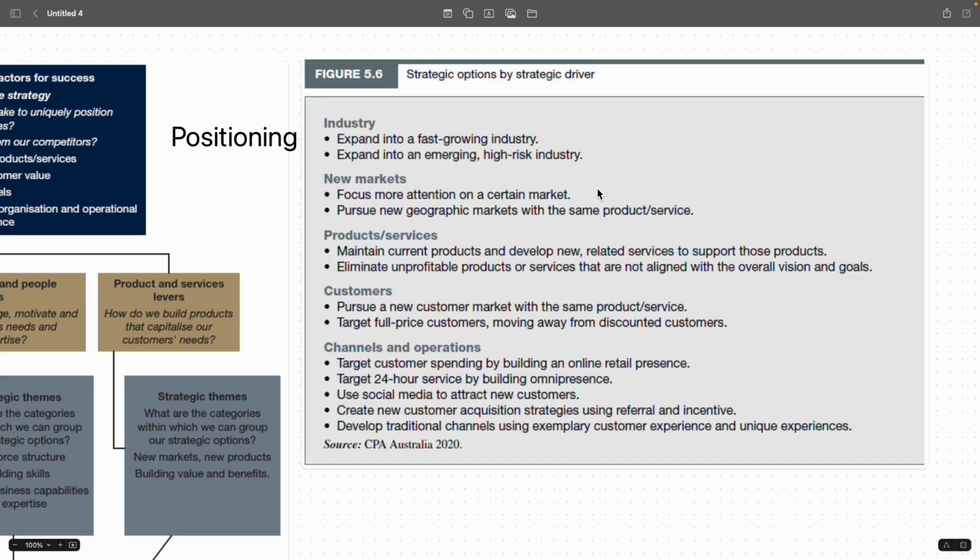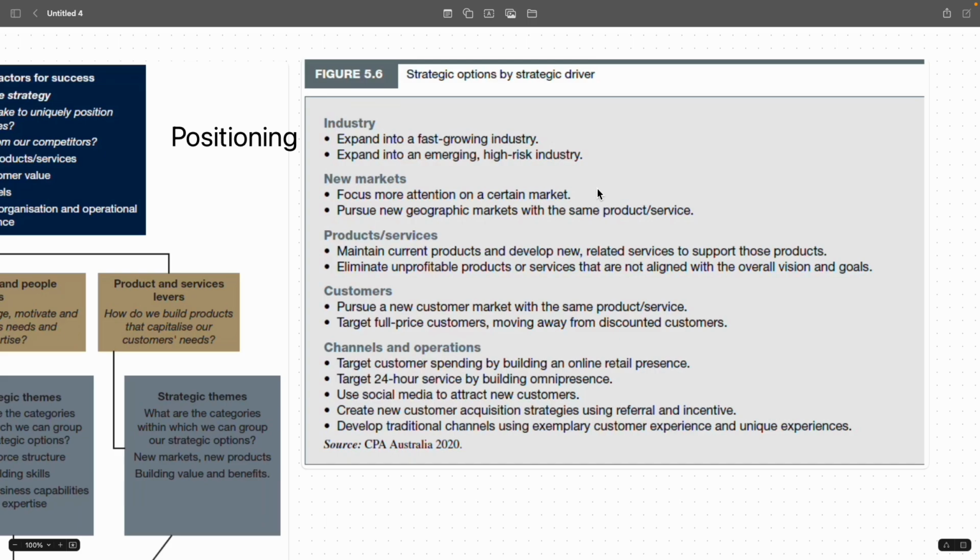Okay, so pursue a new geographic market with the same product. You can either maintain current products and develop new related services to support those products. So you add on to your current products, or you eliminate unprofitable products and services not aligned with the vision. So you may want to cut off the products that don't make money. Okay. Now, customers: pursue new customers or markets with the same product or service. Or target full price customers, moving away from discount customers. So you might want to go for customers that pay a premium. You don't want to go after these discount customers. You may want to go after the same customers for the product or service.